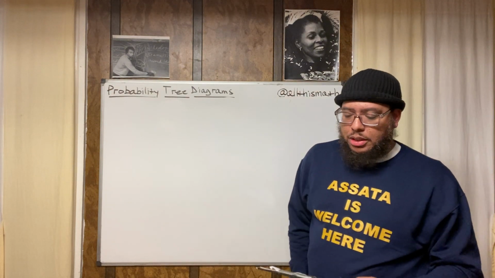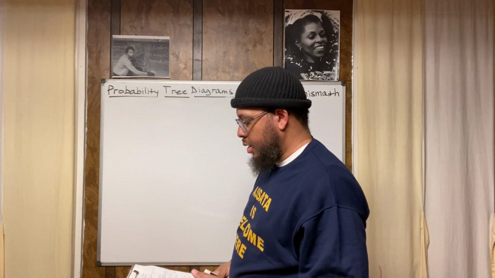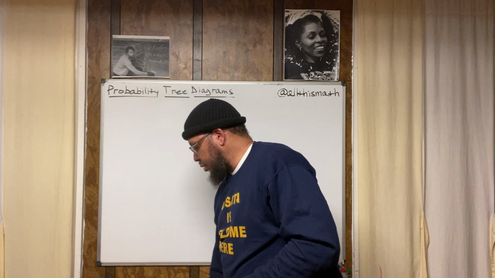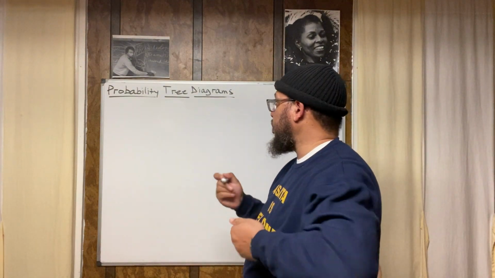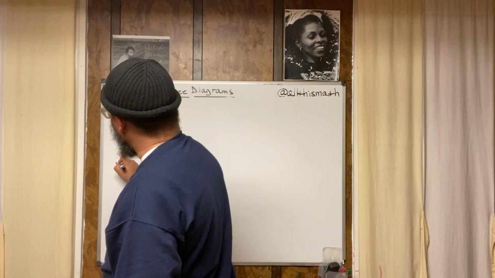Let's start drawing the probability tree. I'm going to use a black marker. And so we got red marbles and blue marbles. Throw my clipboard on the floor. All right, so we start out here. Let me start right there.